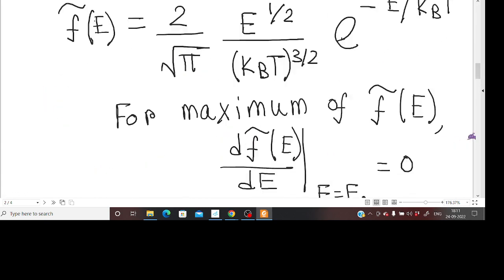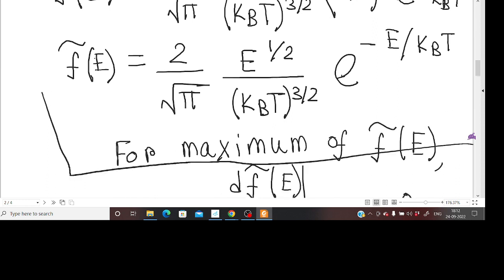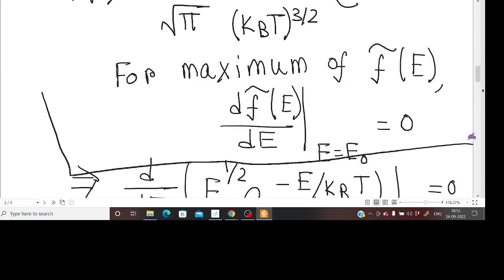Now you have to find out its maximum. So how to find out its maximum? For the maximum of f tilde e, we set del f tilde by del e at e equal to some e0, where e0 is the value of energy where the maxima occurs, equal to 0. The simple thing is to find the maximum of this by doing the differentiation with respect to energy and set it to 0.